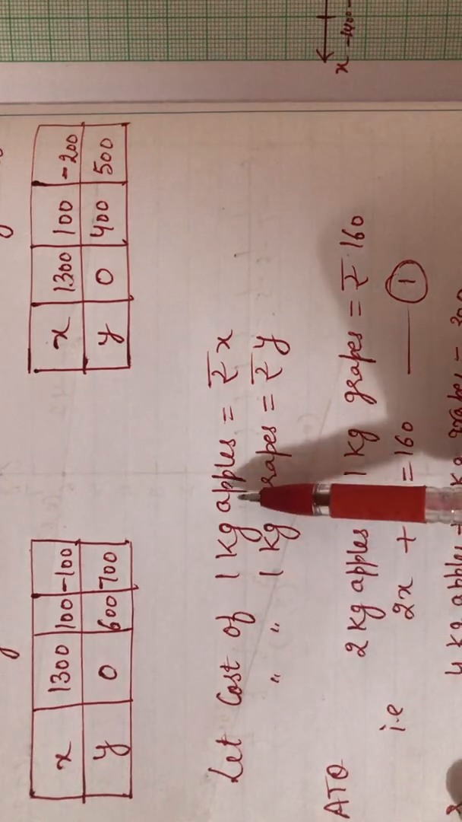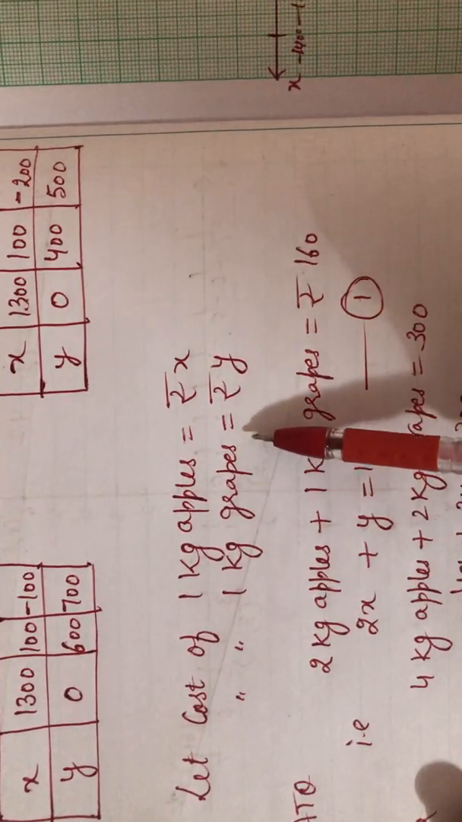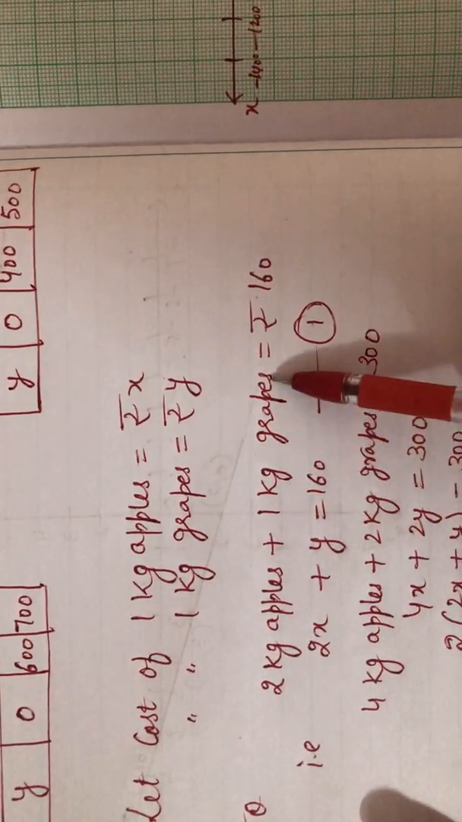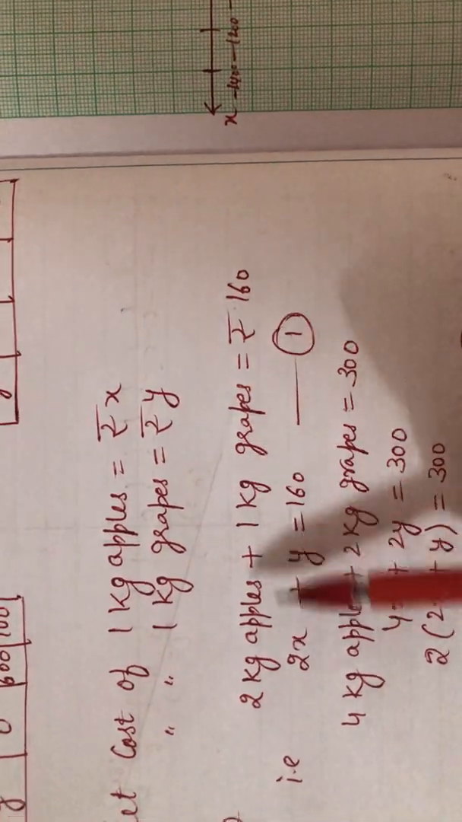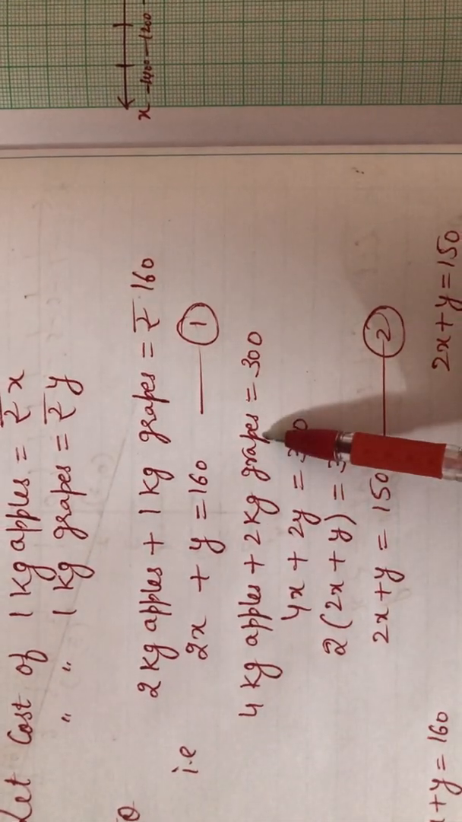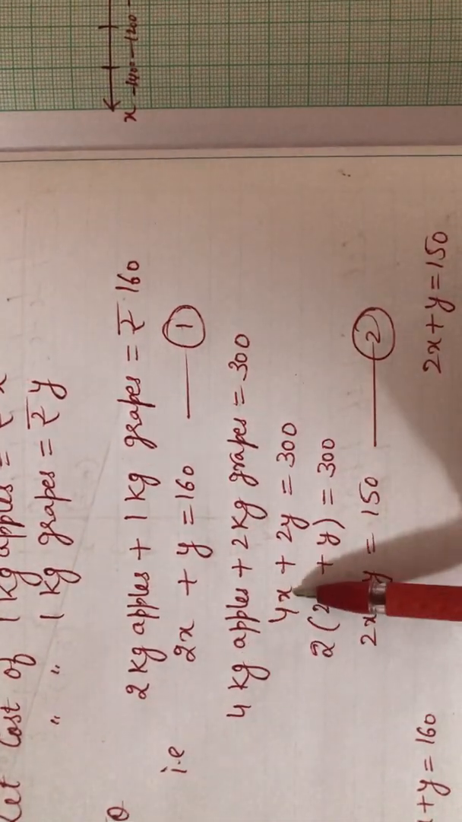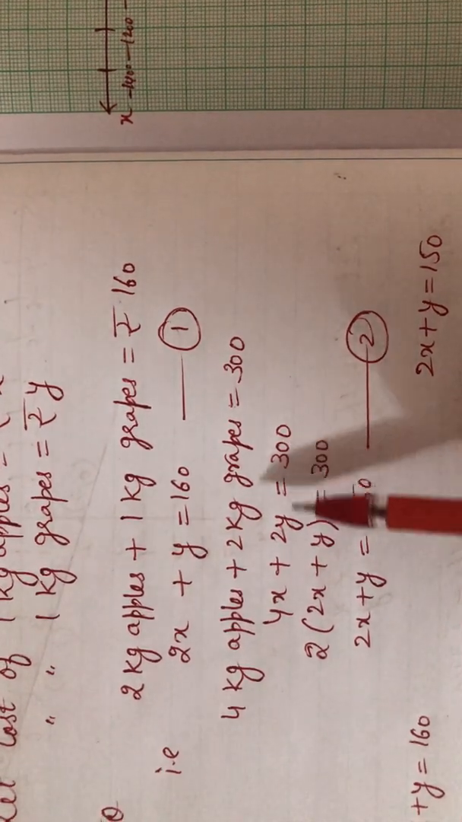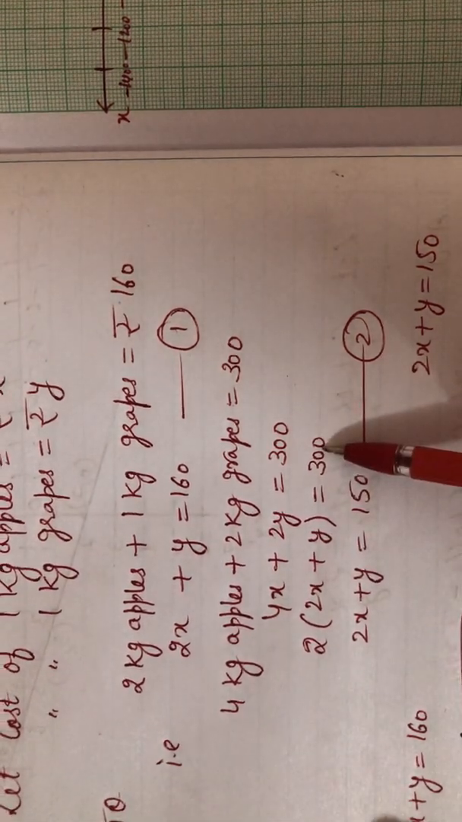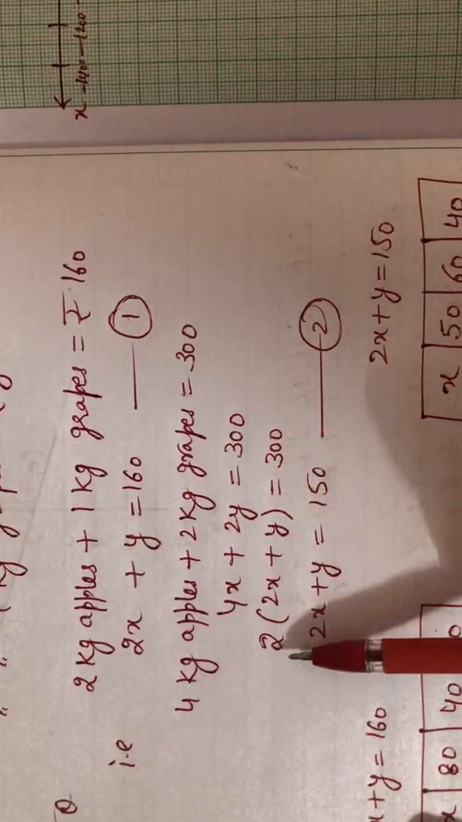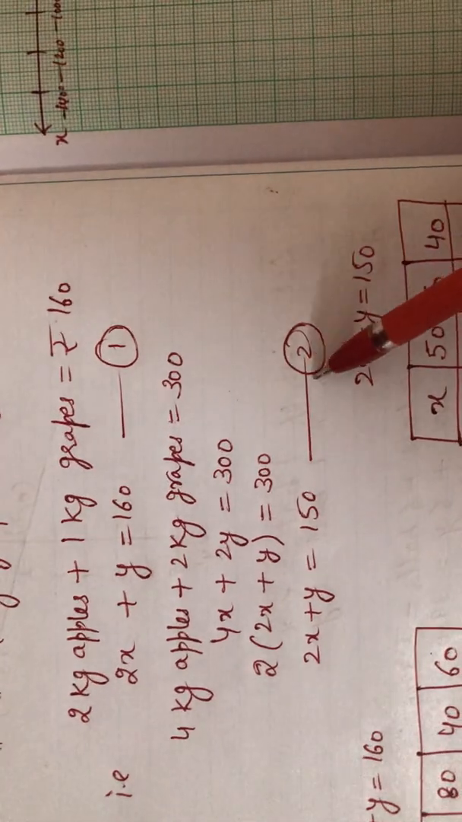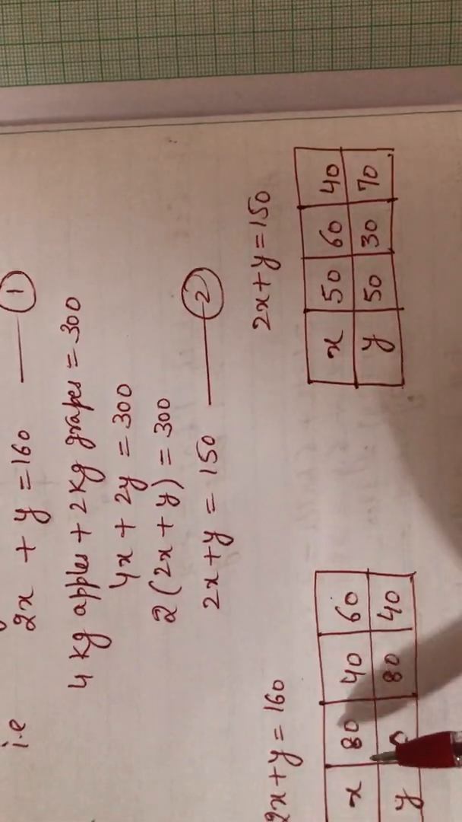So again, suppose the cost of 1 kg of apples is x rupees and the cost of 1 kg of grapes is y rupees. So according to the question, 2 kg apples and 1 kg grapes together cost 160 rupees. So 2x plus y equals 160. And similarly 4 kg apples and 2 kg grapes together cost 300. So it is 4x plus 2y equals 300. Taking out 2 common, we get 2 into (2x plus y) is equal to 300. So 300 divided by 2 gives 150. So 2x plus y equals 150. So this is the first equation, and then the second equation.